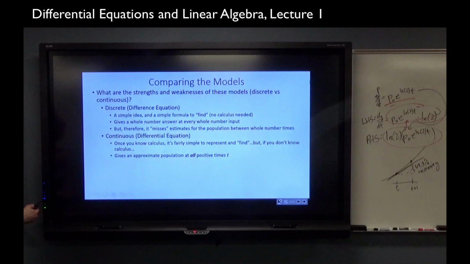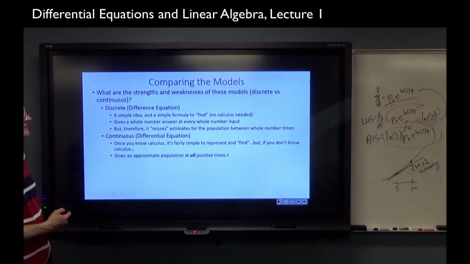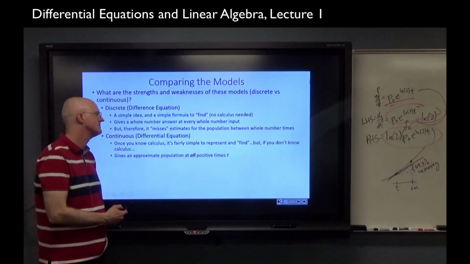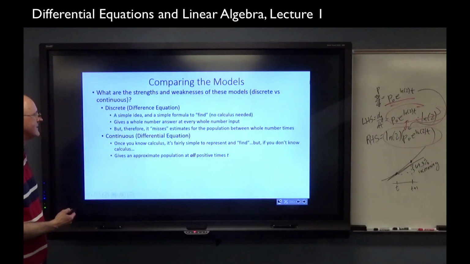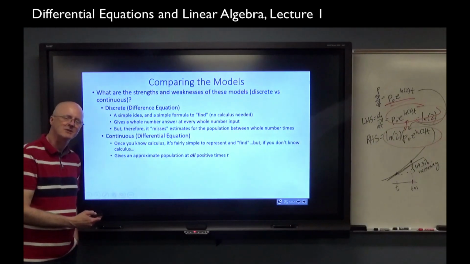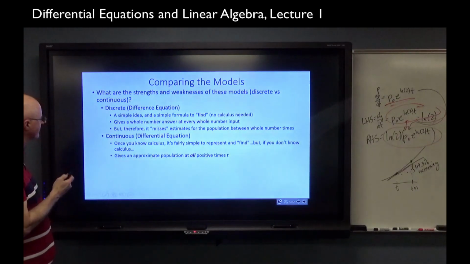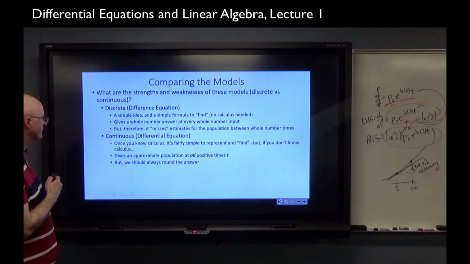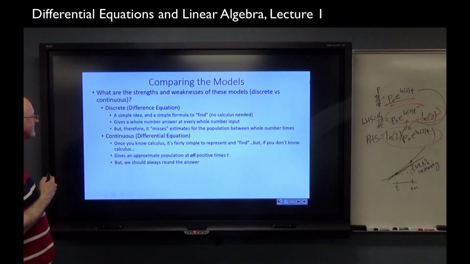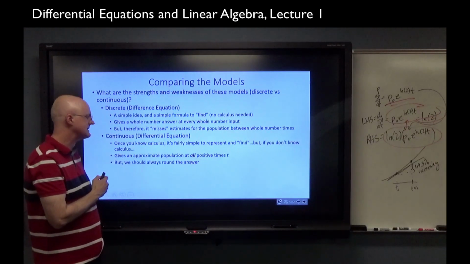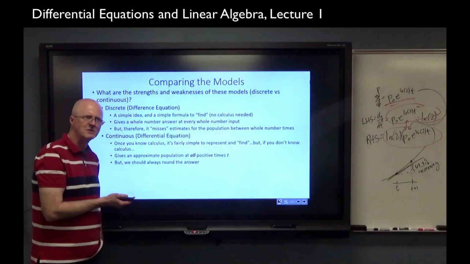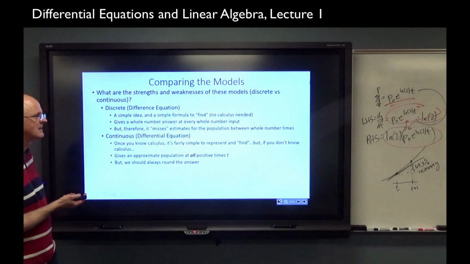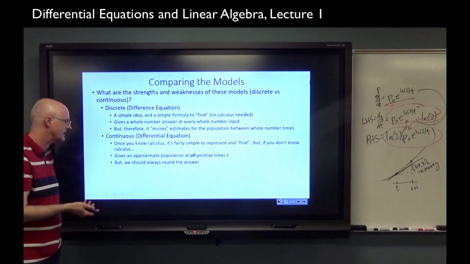It gives an approximate population for all positive times t, including fractional, including even irrational values of t, like pi. Though you can't measure time so precisely. But we should always round the answer to a certain number of decimal places at least. It's not necessarily the nearest whole number, but we probably should round to at least the nearest 1 or 2 places after the decimal, typically.